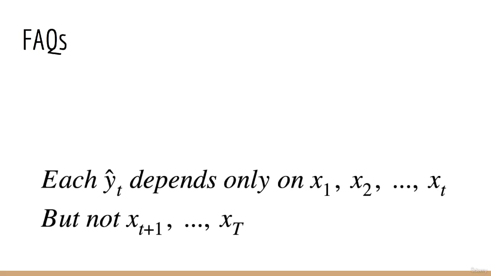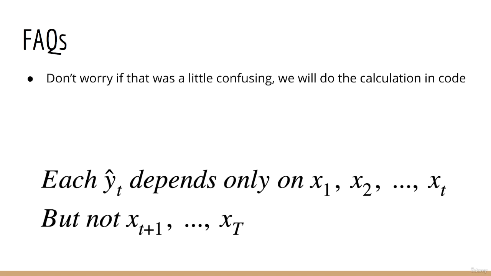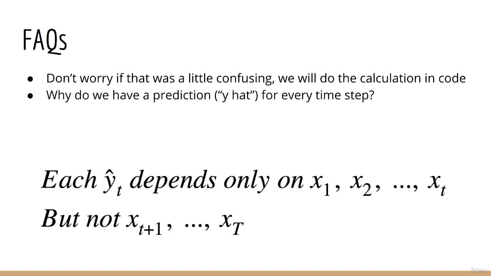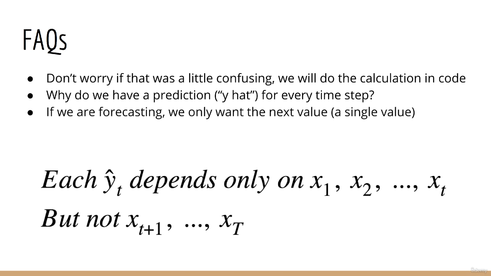Okay, great. That all makes sense. By the way, if you found that a little confusing, don't worry because we are also going to do this calculation in code as well, just as a little extra practice to make sure you understand how it works. But here's something you probably noticed which is strange. Why do we have a y hat for every time step? If we are doing something like forecasting, we only want to predict the very next value.